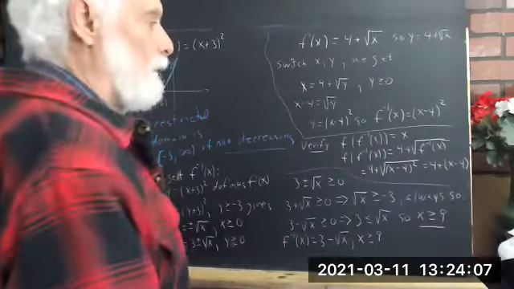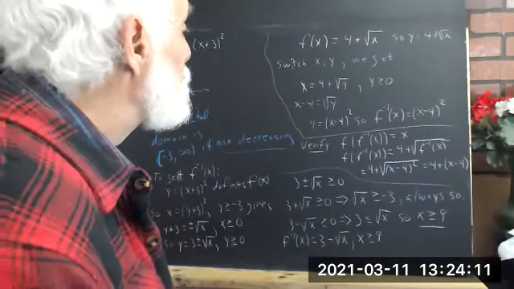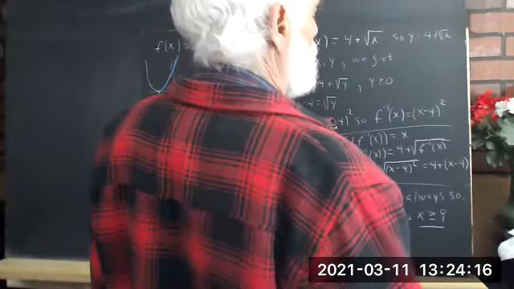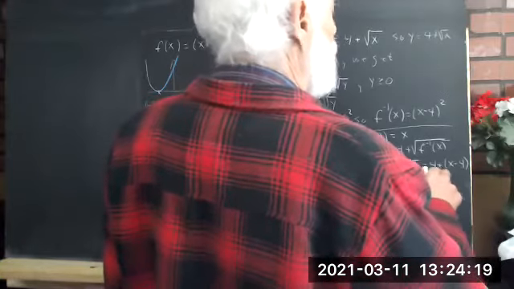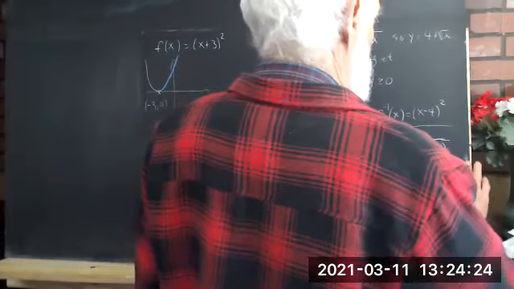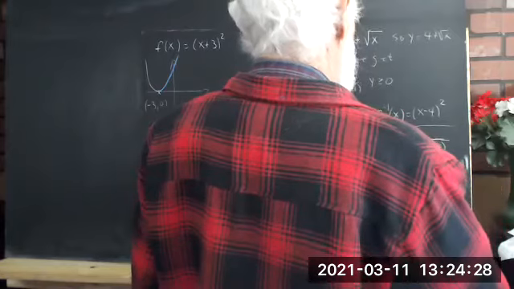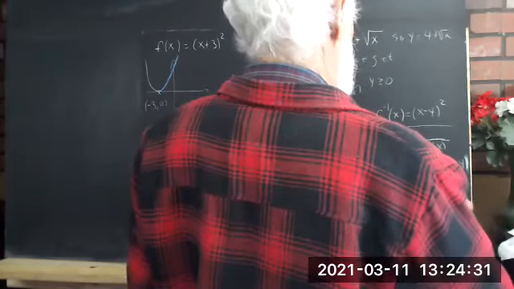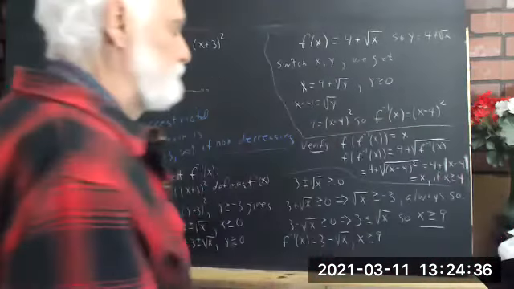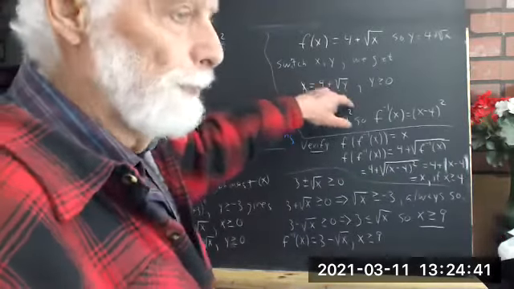Which is 4 plus the quantity x minus 4. And I'm being a little bit careless with that because the square root of (x minus 4) squared has to be positive. So I'm going to make that an absolute value. And this equals x if x is greater than or equal to 4. So this is the inverse function as long as you restrict the domain to x being greater than or equal to 4.